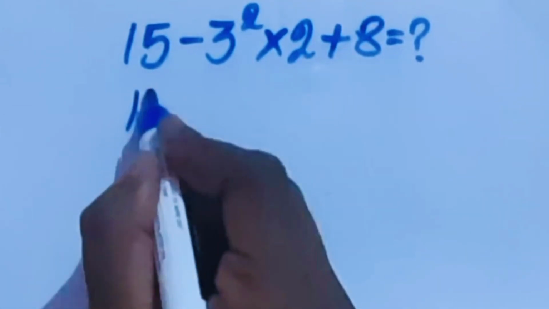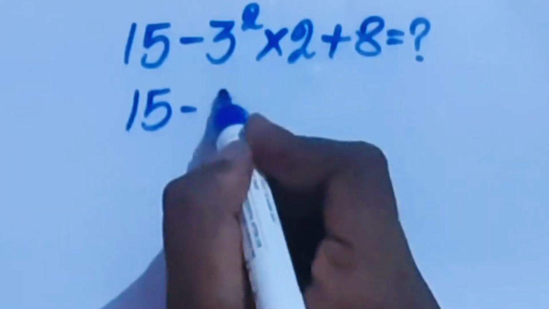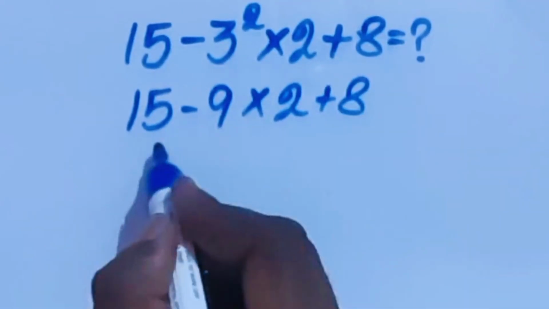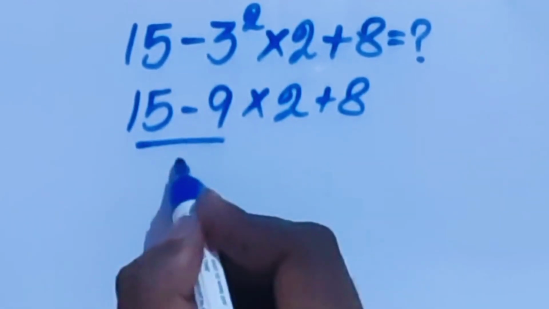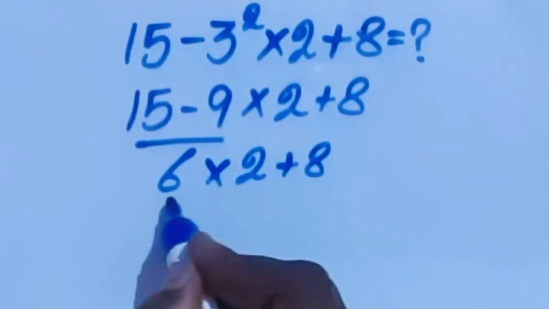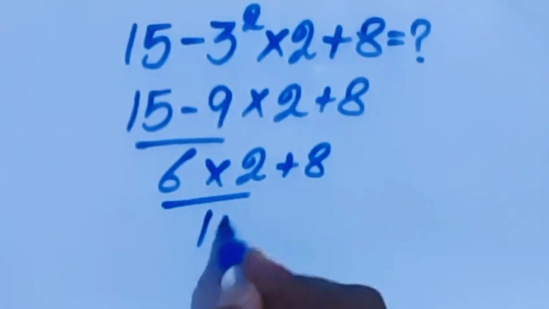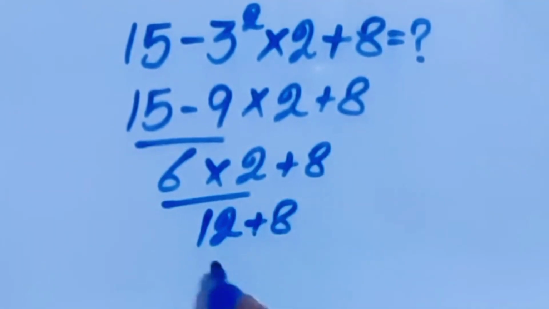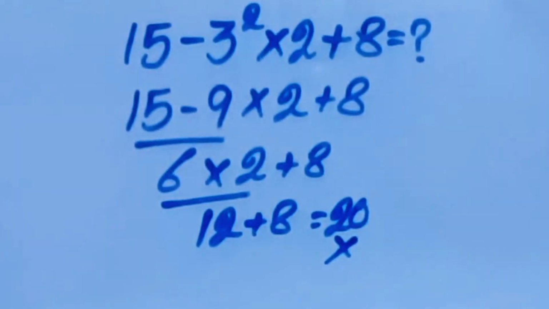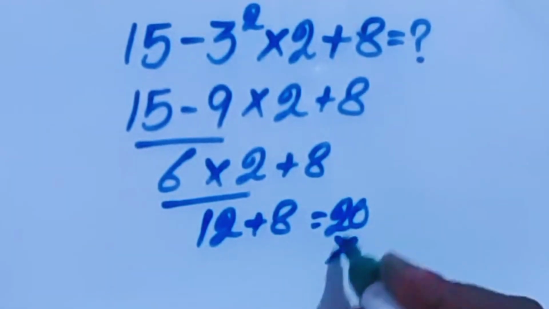Hi guys, here 15 minus 3 power 2 is 9 times 2 plus 8. Here 15 minus 9 is 6 times 2 plus 8. Here 6 times 2 is 12 plus 8. Here 12 plus 8 is 20, which is the wrong answer. As per this order of operation, this 20 is the wrong answer.